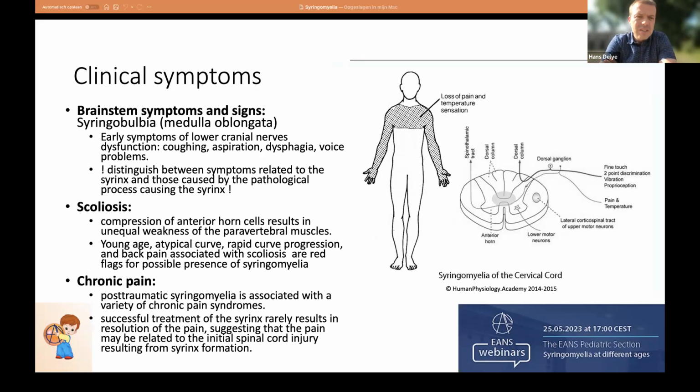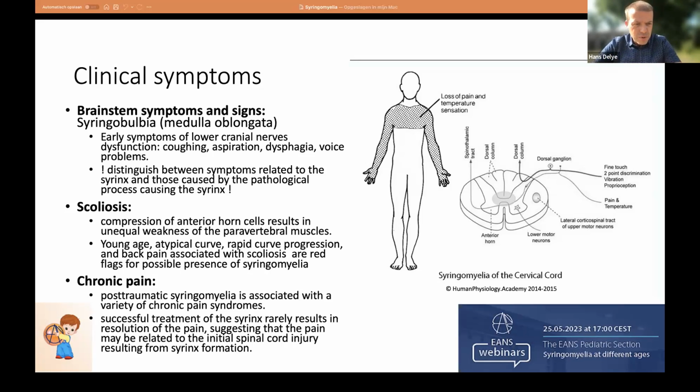Less common, you can have symptoms and signs from the brainstem, and then it's called syringobulbia when the syrinx extends to the medulla oblongata. And then you have early symptoms of lower cranial nerve dysfunction: coughing, aspiration, dysphagia, voice problems. And it's often difficult to distinguish what symptoms are related to the syrinx and what symptoms are, for instance, related to the Chiari malformation.